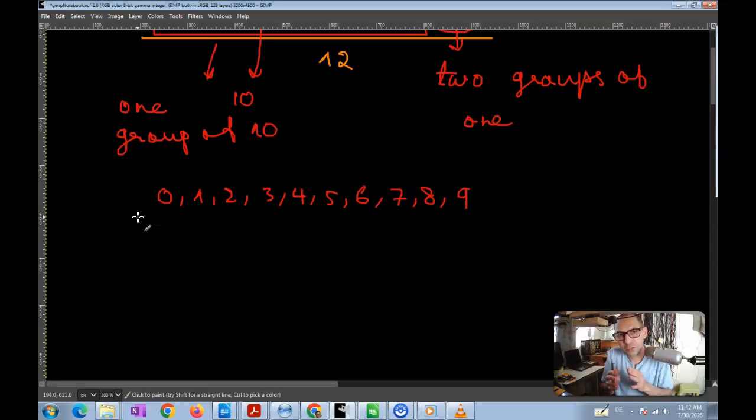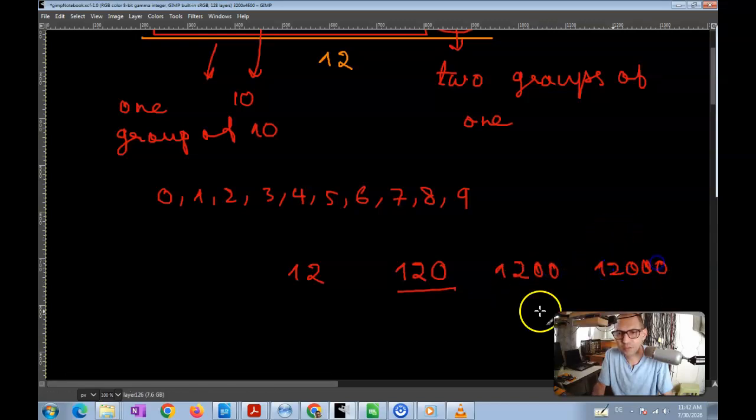But still you need to have a system using which you can put these things together. For example, when you want to write a 12, you would write it this way. When you write this, it becomes 120. When you write it this way, it becomes 1200, and when you write this, it becomes 12,000.